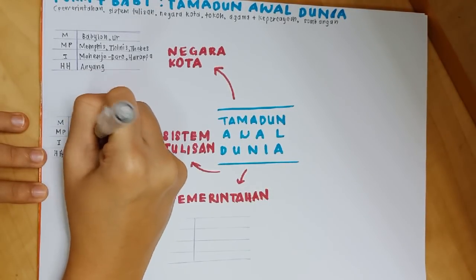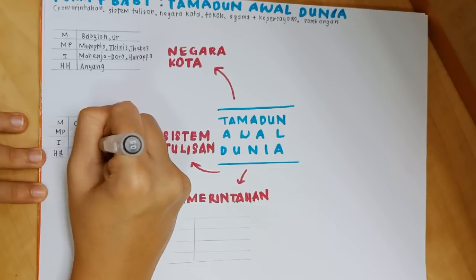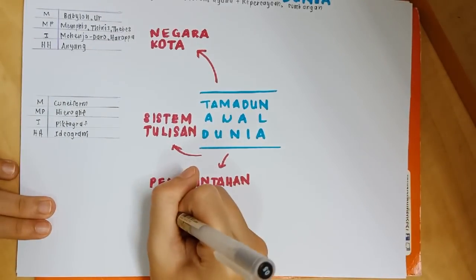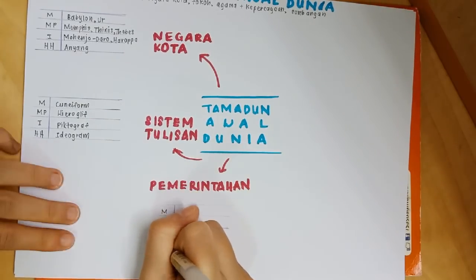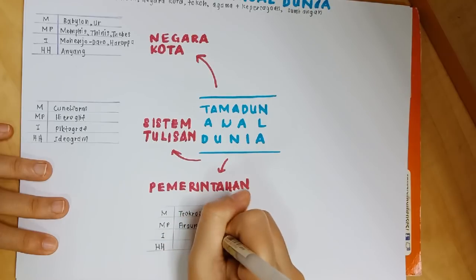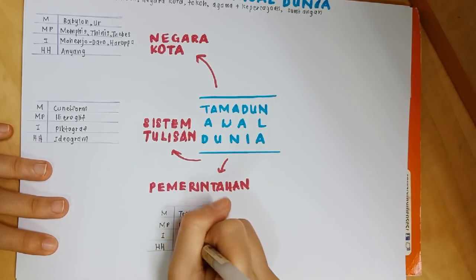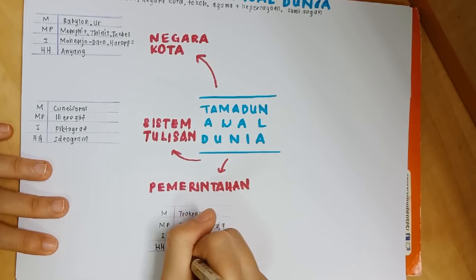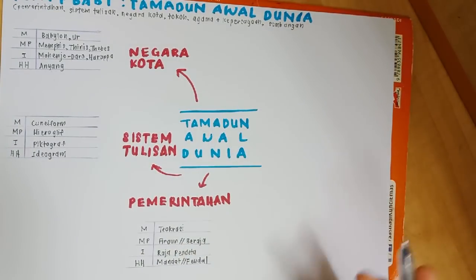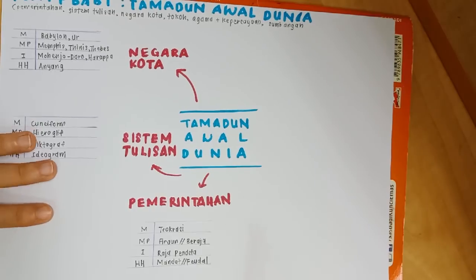So for Mesopotamia, the Sistem Tulisan is cuneiform. For Mesir Purba, it's hieroglyph. For Indus, we have pictograph. And for Huang Ho, we have ideogram. For Pemerintahan, under Mesopotamia, we have theocracy. For Mesir Purba, we have Fir'aun or Beraja. For Indus, there's Raja Pendeta. And for Huang Ho, we have Mandat or feudal.